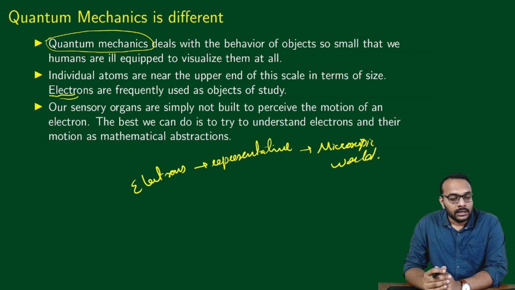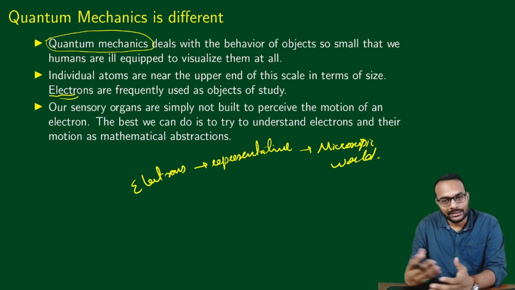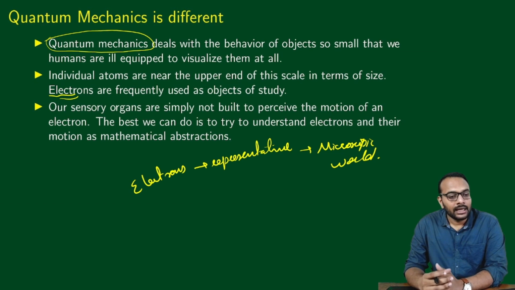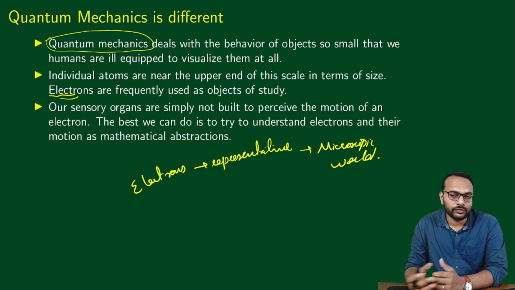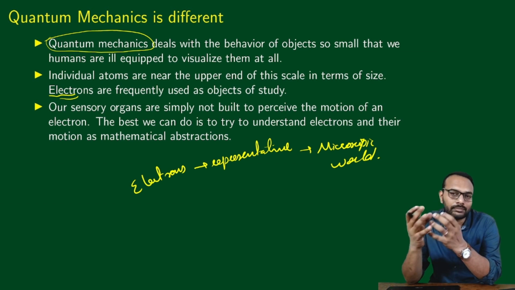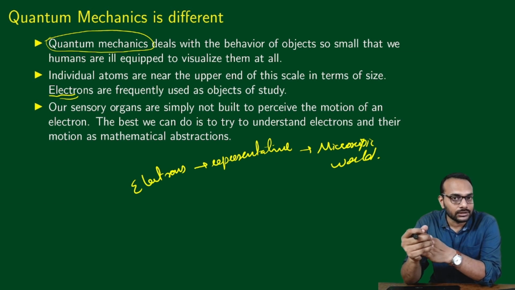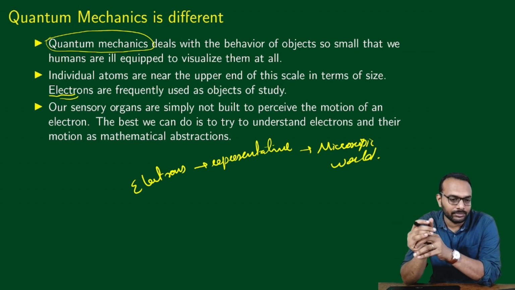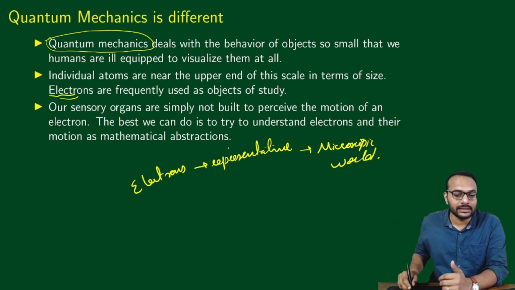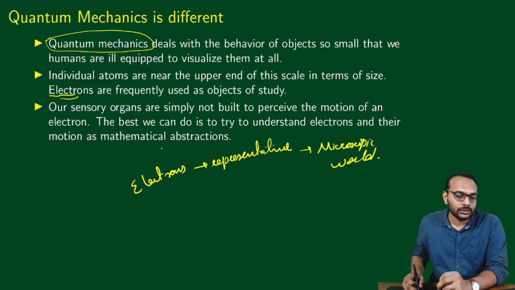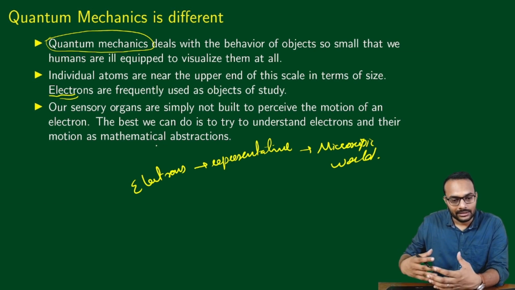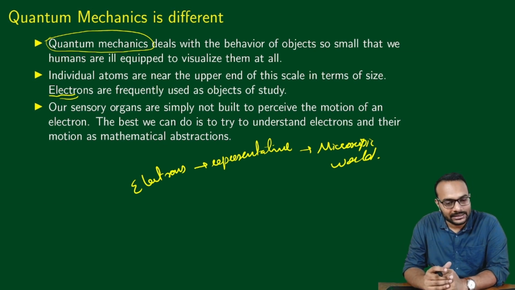Now, our sensory organs, it probably has to do with evolution, are simply not built to perceive the motion of an electron. We cannot perceive the motion of an electron using our sensory organs; we don't have that capability. The best we can do is to try to understand electrons and their motion as mathematical abstractions. Actually, this is what Heisenberg tried to do.